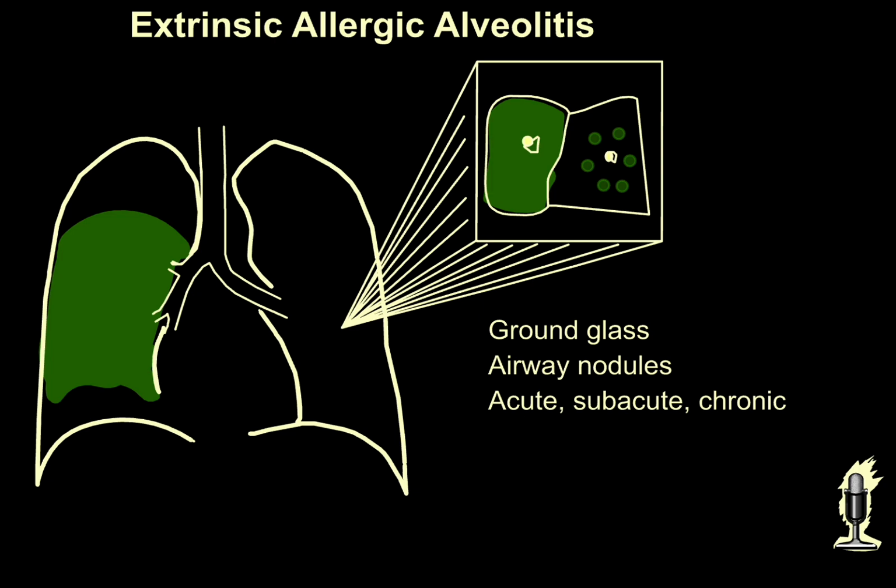Extrinsic allergic alveolitis is also known as hypersensitivity pneumonitis or farmer's lung. General predilection is for the mid-lungs. Ground glass airspace nodules are characteristic. The disease is clinically divided into acute, subacute, and chronic phases. Patients with chronic disease may have honeycombing and fibrosis in a pattern similar to UIP. However, the honeycombing generally spares the costophrenic angles.